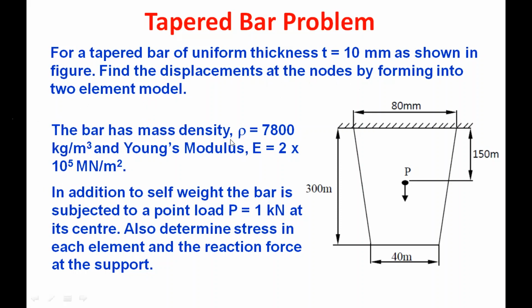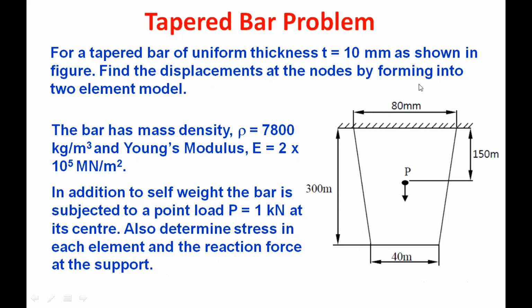The bar has mass density rho 7800 kg per meter cube, Young's modulus E 2 into 10 to the power 5 meganewton per meter square. So meganewton is 10 power 6. In addition to the self weight, the bar is subjected to a point load P which is equal to 1 kilonewton at its center. Also determine stress in each element and the reaction force at the support.